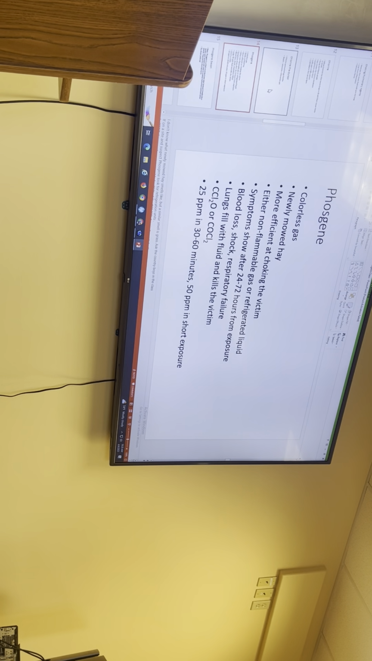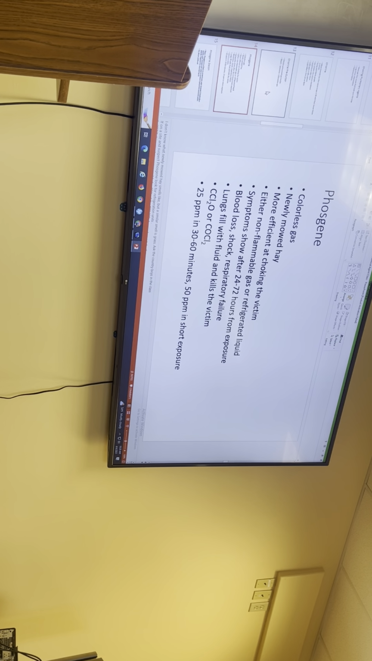All right, phosgene is much more efficient at choking the victim than chlorine, because chlorine is naturally occurring. Phosgene is not. It is an actually developed warfare agent. It can either be a non-flammable gas or a refrigerated liquid, depending on who's making it. Symptoms show 24 to 72 hours after exposure. So you get exposed, and in the next couple of days, all of a sudden you're dead. Blood loss, shock, respiratory failure. Your lungs fill with fluid and kills the victim. Why do the lungs fill with fluid? Because it's a what agent? Choking. It's a choking agent.